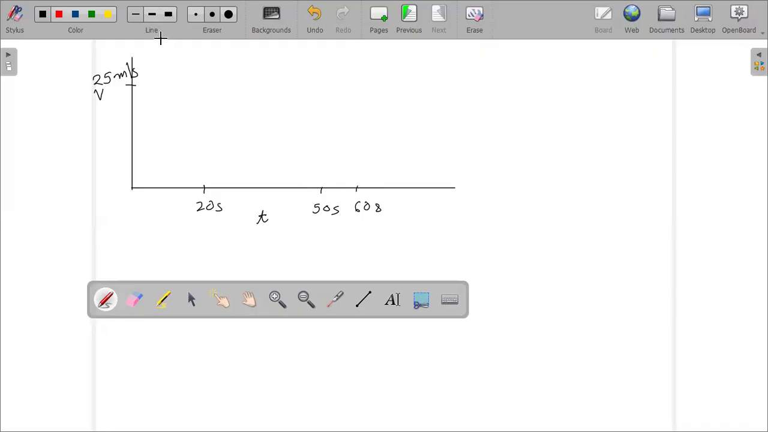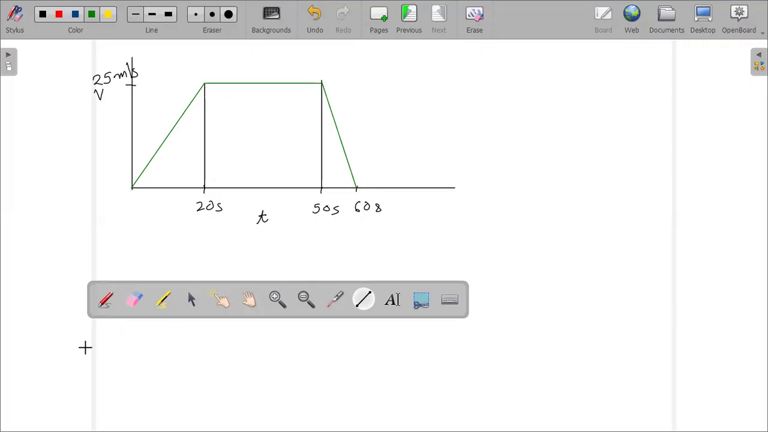To get the exact points, I'm plotting a perpendicular at 20, and plotting a perpendicular at 50. See how the graph would look like. From O, the graph would go like this. It is increasing to 25 meter per second in 20 seconds. Then it remains constant for the next 30 seconds. Then after that, it decreases to 0 in the next 10 seconds. So this is how the graph looks like.